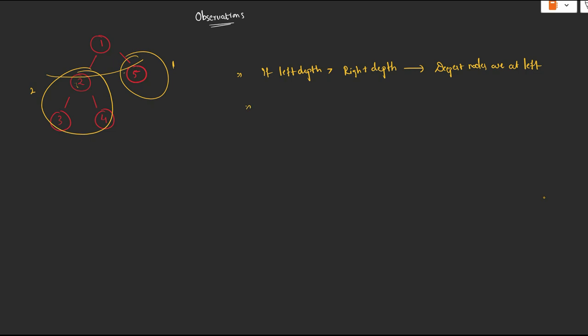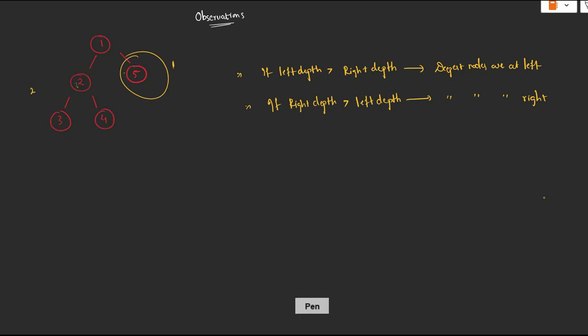Okay. Similarly, if right depth is greater than left depth, then we can say the deepest nodes are at right. So let's consider this level, where the left one and the right one have depth 0. These are at level 1, so having the same depth.